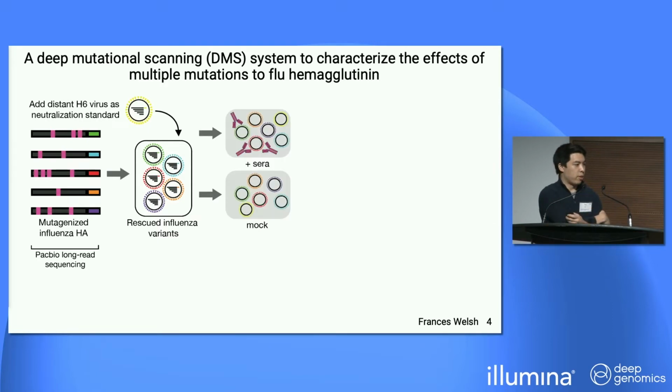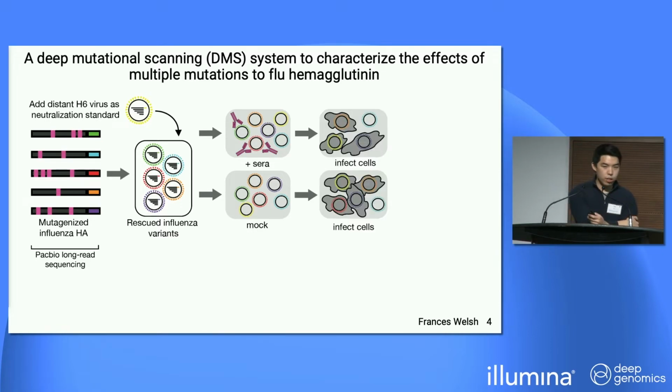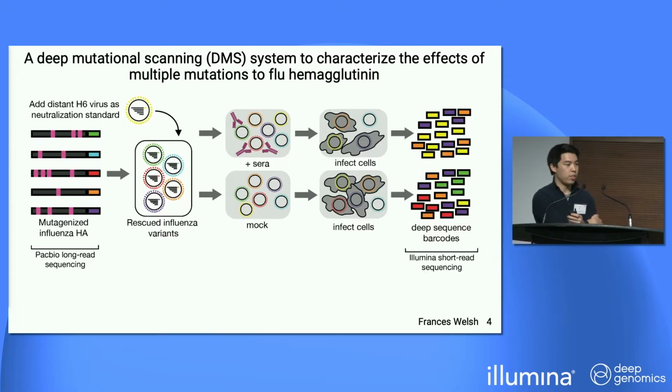So with this library of viruses, we first incubate our library with human sera, and so these contain the polyclonal antibodies that can target the virus and neutralize it. And we also do a mock selection control. So this is just the viruses on their own without the sera. We then try and infect cells with these populations, and then lastly, we sequence the barcodes of the viruses that are successfully able to replicate in these cells. And we do this with Illumina short-read sequencing.